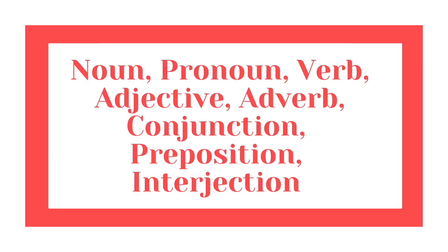Here are 8 elements of speech in English. These are noun, pronoun, verb, adjective, adverb, conjunction, preposition, and interjection. I'm sure that at least a few of these you have heard before, but we'll just go over them super quick. The first one is a noun. This could be a person, an animal, a place, a thing, or even an abstract idea. So we know what a noun is.